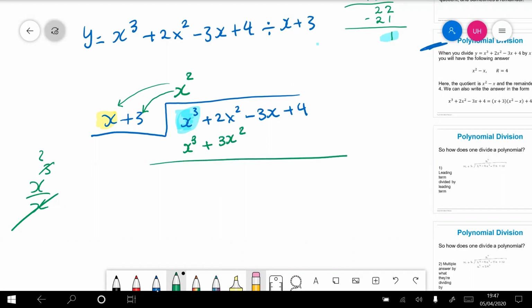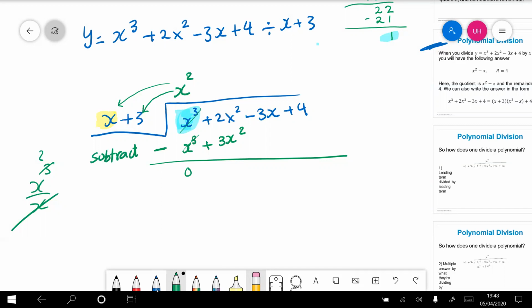And now we'll subtract. When we subtract, x cubed minus x cubed cancel each other, so that's 0. And then we have 2x squared. Now, because we are subtracting, we subtract.